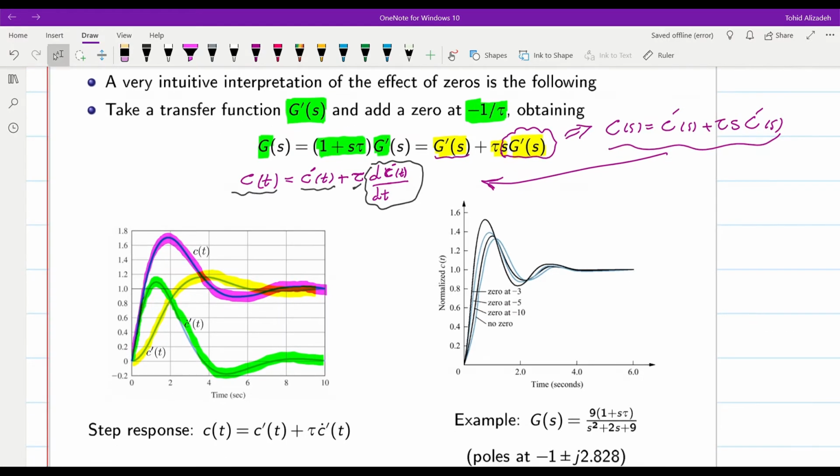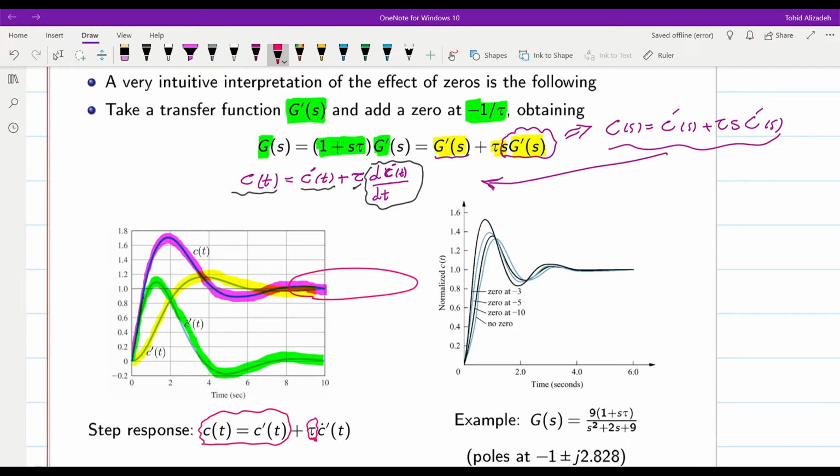As in the steady state, the time derivative of the step response becomes equal to 0. You can see that in the steady state, the system with 0 and the system without 0 have the same response, or the final value for the step response. Something to notice here is that depending on the value of tau and its sign, these two step responses could be quite different from each other. If tau gets smaller and smaller, c and c prime will become more similar to each other.